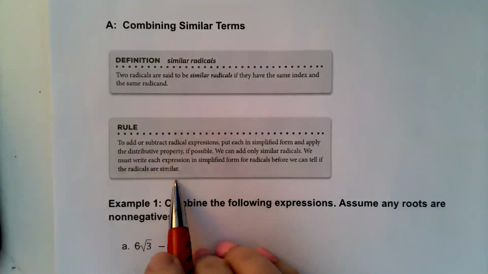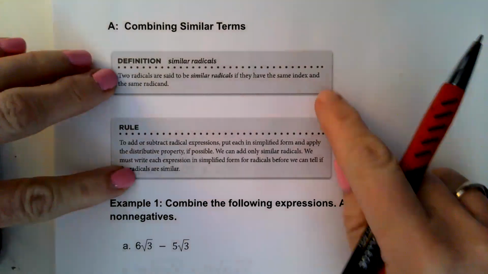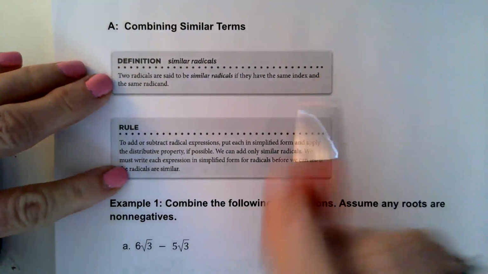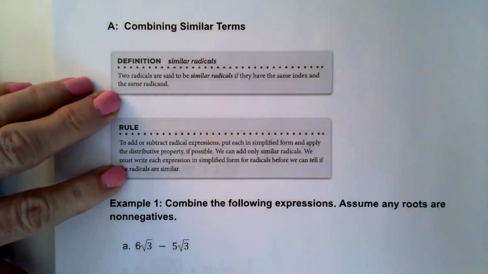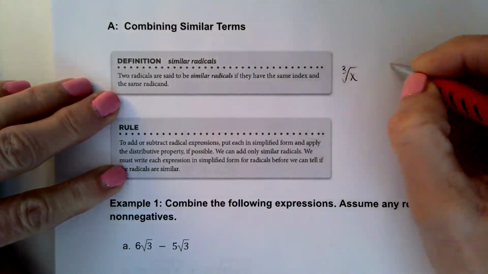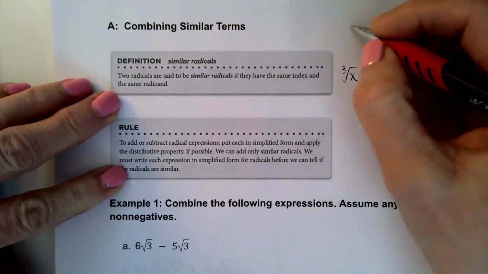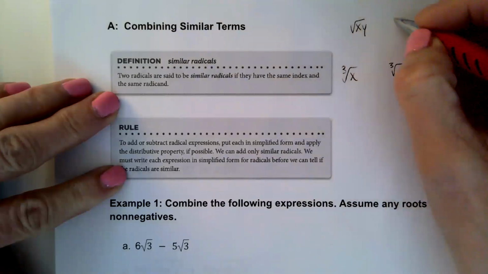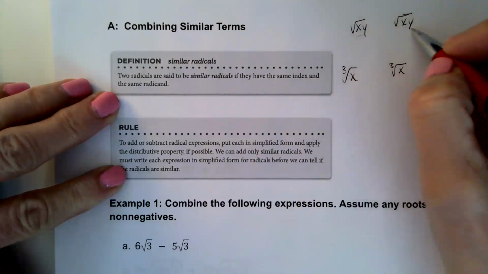So we're using these two radicals, or this definition here in this rule. The definition says two radicals are said to be similar radicals if they have the same index and the same radicand. So cubed root of X and cubed root of X, right? Or square root of xy and square root of xy. They have the same index and the same radicand.